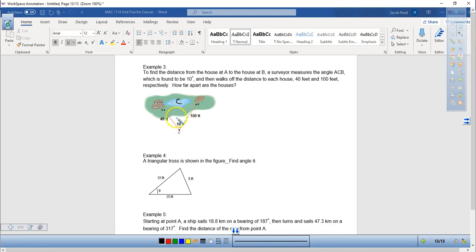We do not have enough information to use law of sines because we don't have angle A or angle B, which means we have three missing sets, which means this one is a law of cosines, which is going to be c squared equals a squared plus b squared minus 2ab cosine c. So c squared is 40 squared plus 100 squared minus 2 times 40 times 100 times cosine of 10 degrees.